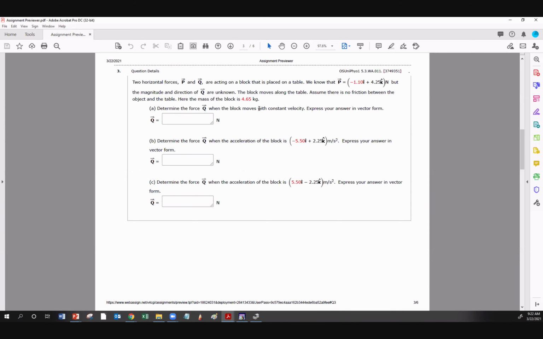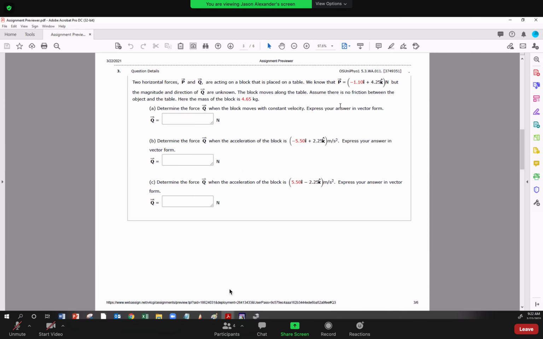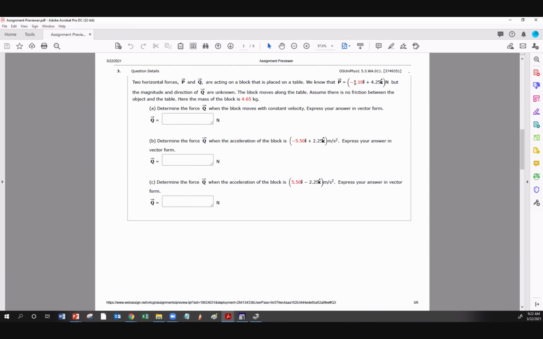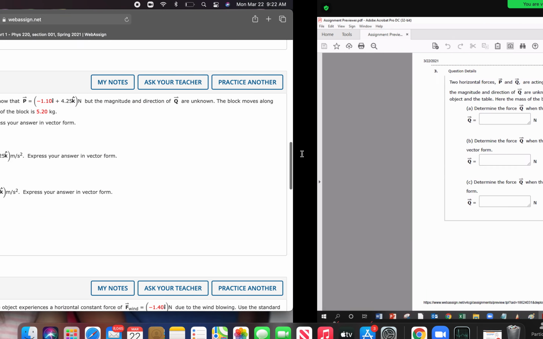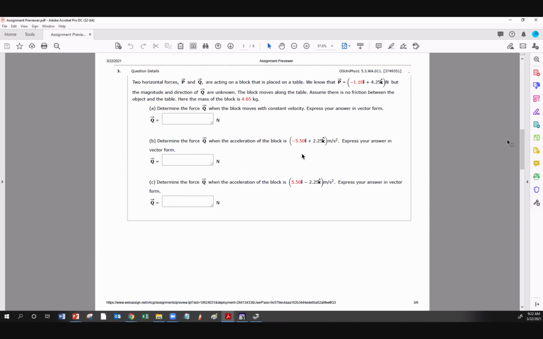Two forces P and Q are acting on a block that's placed on the table. Okay, so I don't know if I'll be able to do this with my trackpad, but I'll try here.